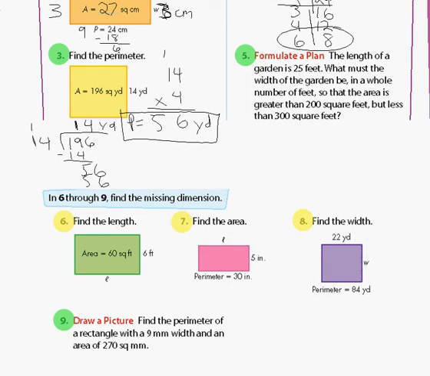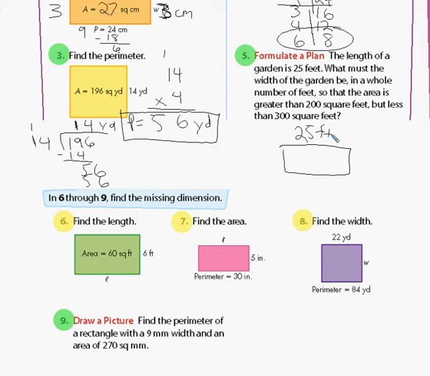And problem number 5. The length of a garden is 25 feet. What must the width of the garden be in whole numbers of feet so the area is greater than 200 square feet but less than 300 square feet? So, I'd like to draw a picture for that. This is my garden, and 25 feet is the length of it, and we're trying to figure out a width that is still going to have an area between 200 and 300 square feet.